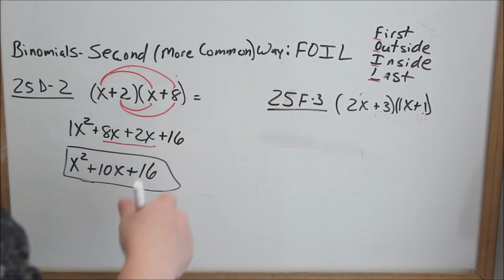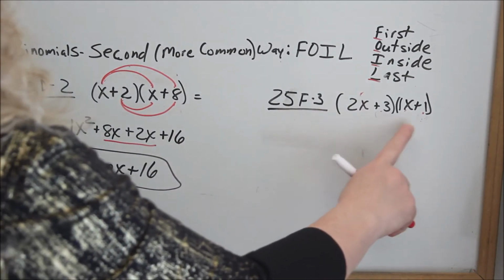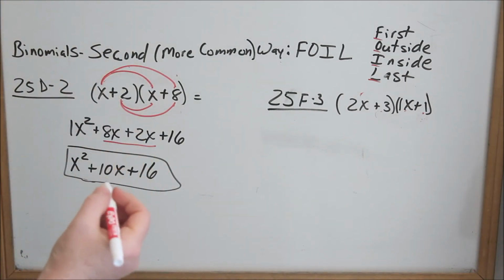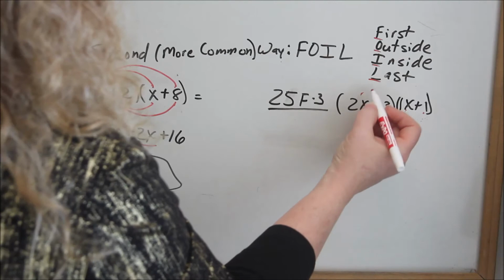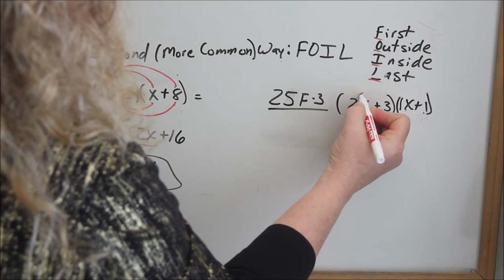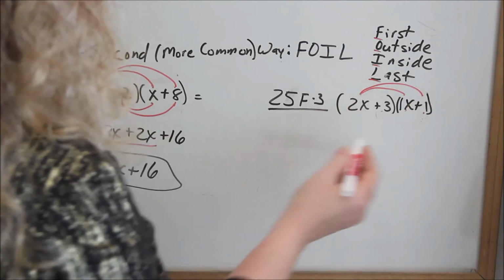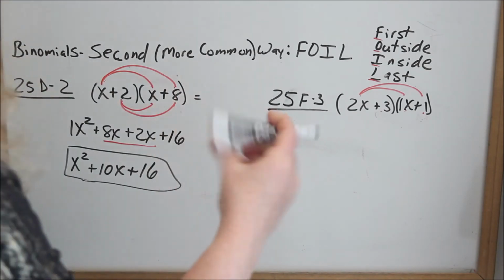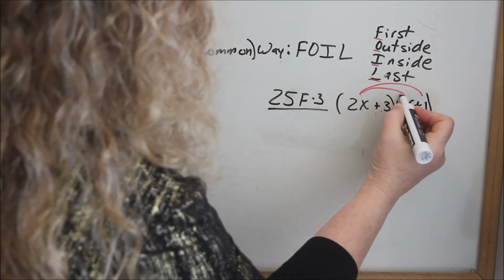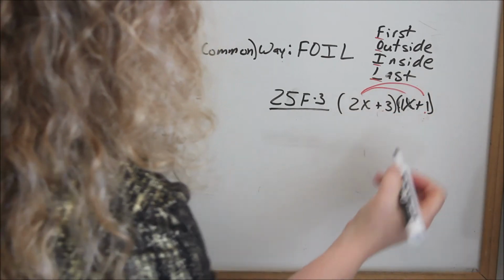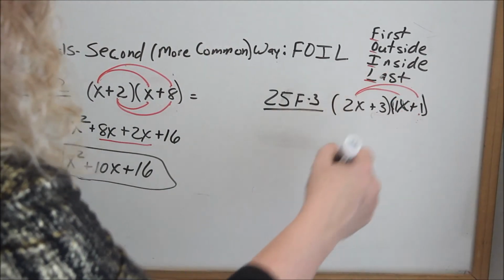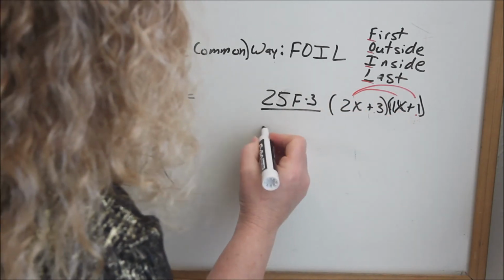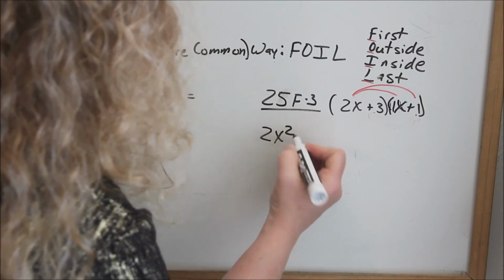Okay, we're on 25F3. We have a binomial times another binomial. You can only FOIL when it's a binomial times a binomial. Okay, how do we FOIL? We take this first thing and distribute it to both things in the second parentheses. So let's do that. So 2x times, and this just says x, but that's an implied 1 in front of there. So 2x times 1x, you multiply your numbers to numbers and letters to letters. So 2 times 1 is 2, and x times x, x squared.